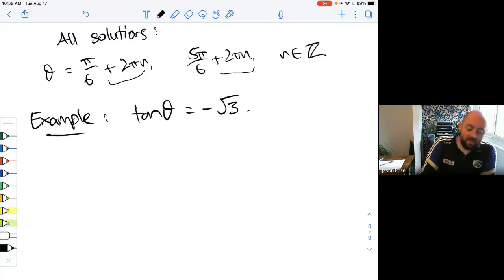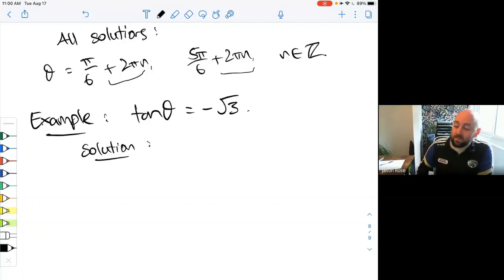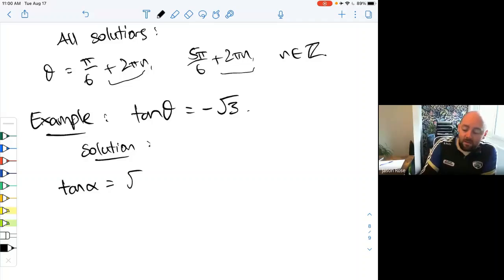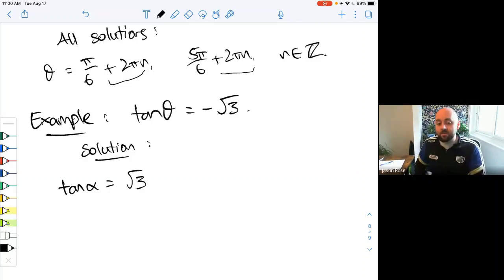So as always, we're going to start with the reference angle and use that reference angle to help us find the real solutions. So we're going to solve tan of alpha equal to root 3. We drop that minus sign. Again, from all our hard work memorizing the first quadrant, we know that alpha must be pi over 3.